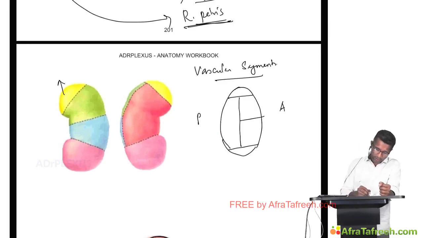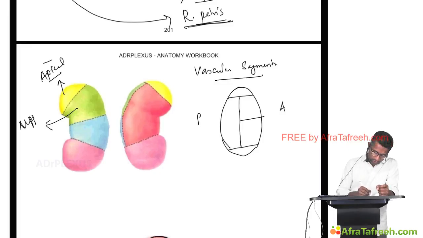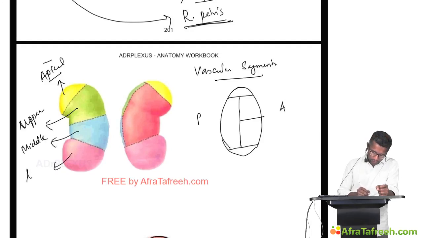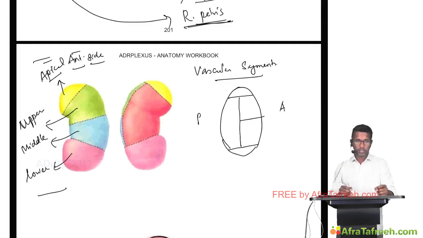This segment of the kidney is called the apical vascular segment. This is called the upper vascular segment. This is called the middle vascular segment, and this is called the lower vascular segment. All these segments are seen on the anterior surface of the kidney.